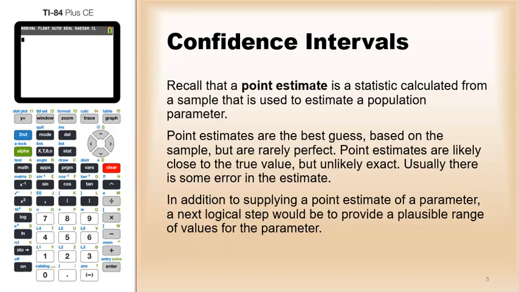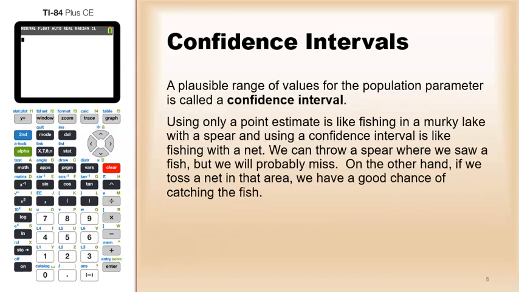So in addition to supplying a point estimate for a parameter, the next logical step would also be to provide a plausible range of values for that parameter. That plausible range of values for the population parameter is called a confidence interval.